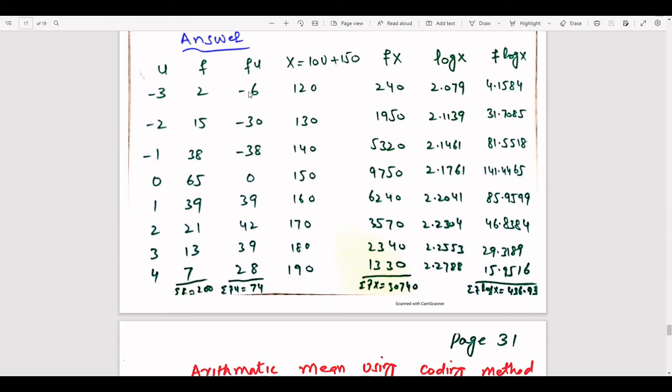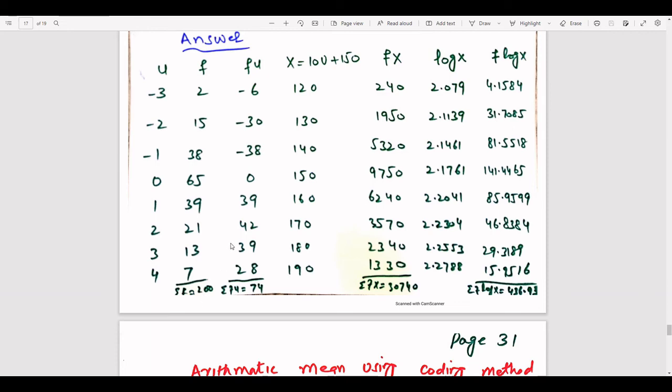So adding all these observations, minus 6 plus minus 13 plus minus 38, 0 plus 39 plus 42, sum of fu is 74. And sum of f is 2 plus 15 plus 38 plus 65 plus 39 plus 21 plus 13 plus 7. We add up all this column and the answer is 200.